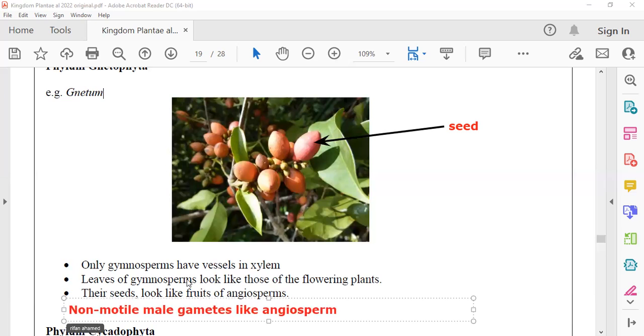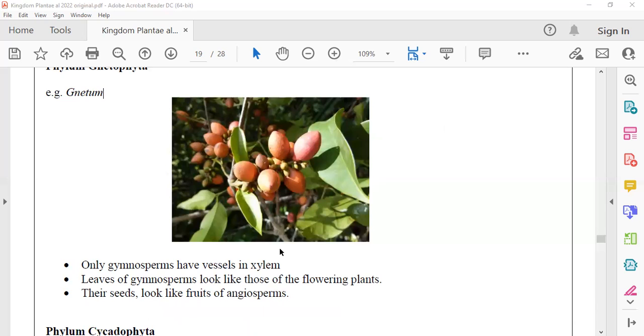So if they are not motile, do they need water for fertilization? Although water is available, can they swim if they are not motile? No, sir. So do they need water for fertilization? No, sir. Correct? Understood? Yes, sir.